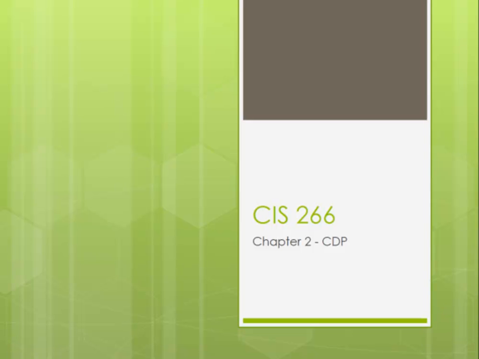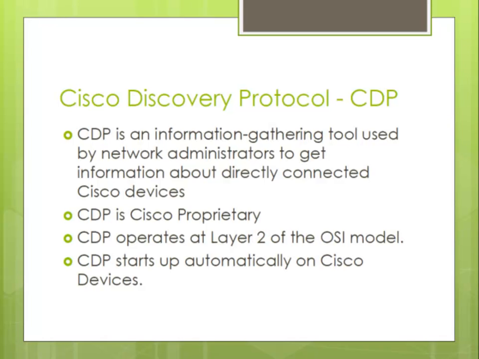In this video I'm going to discuss Cisco Discovery Protocol, or CDP. Cisco Discovery Protocol, or CDP, is nothing more than an information gathering tool. The information that this tool gathers can be used by network administrators to get information about directly connected Cisco devices. It is Cisco proprietary, meaning that it's only going to work on Cisco devices, such as Cisco switches and routers.